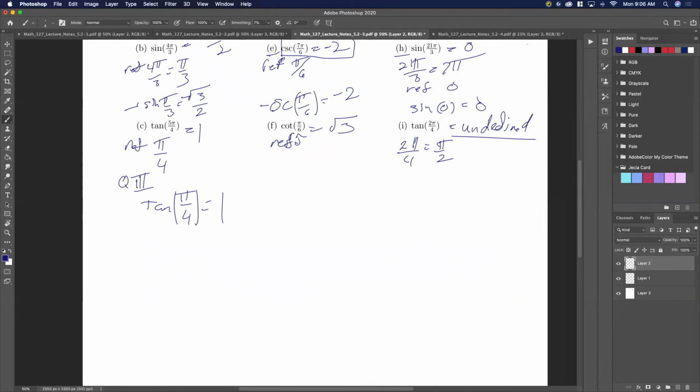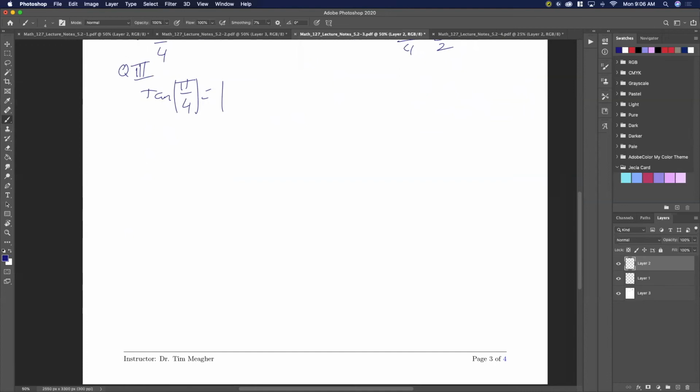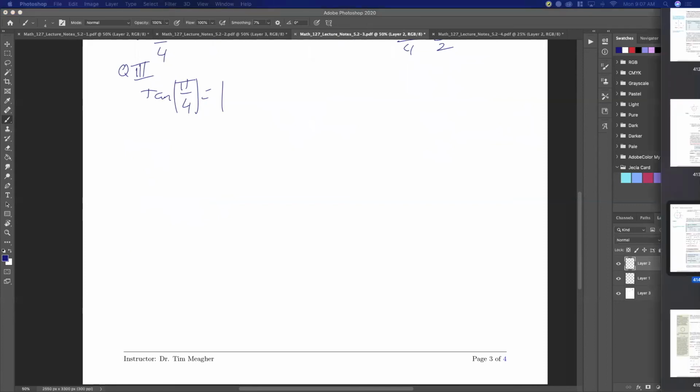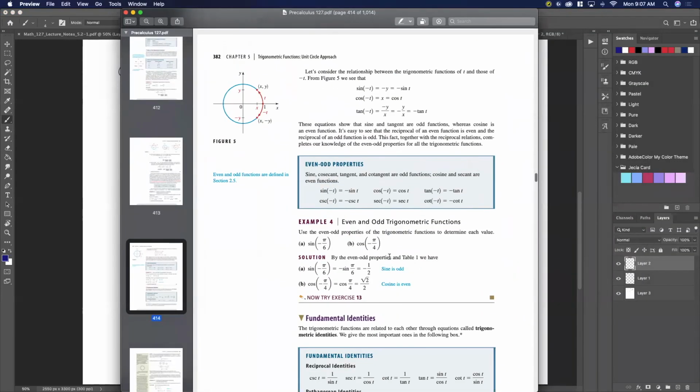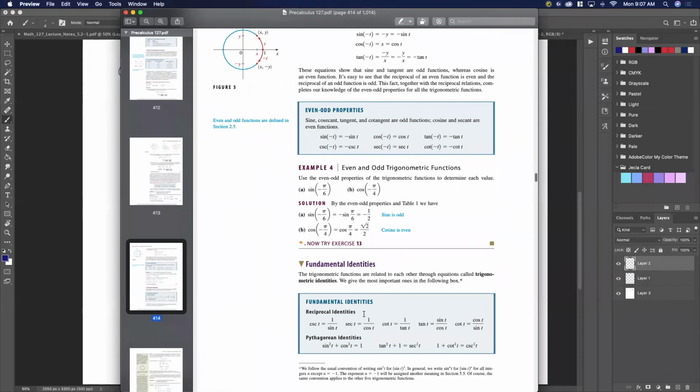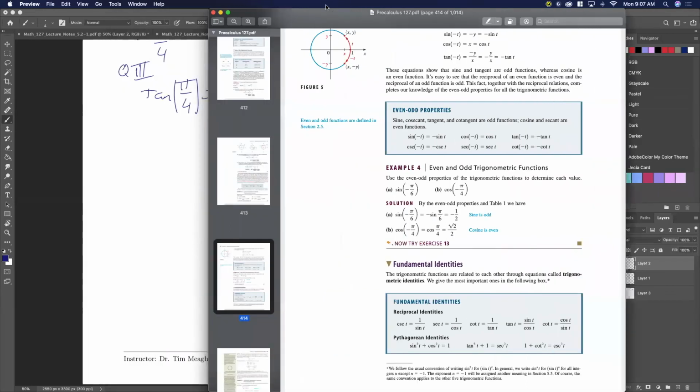For some crazy reason, I did not put any of my even or odd properties or my identities on here. There's a pile of identities in the book. Let me just show you real quick, and then I'll have to chop it out because I'm not allowed to show the book when I post videos. There's a pile of identities here, like these even and odd, the fundamental identities and all this. I usually type them all up, but I didn't. So we're just going to write them on the notes.